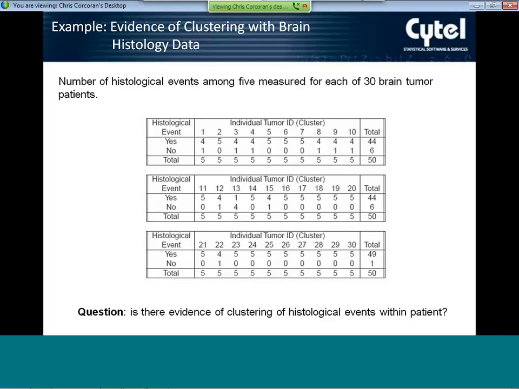For example, here are some data from 30 brain tumor patients. And for each patient, there were 5 histological events that were measured, and you can see that some of these patients experienced 4 out of 5, 5 out of 5, 4, and so on. But the question is whether there's evidence of clustering within patient with respect to these histological events. So can we compute a p-value that there is within patient correlation?